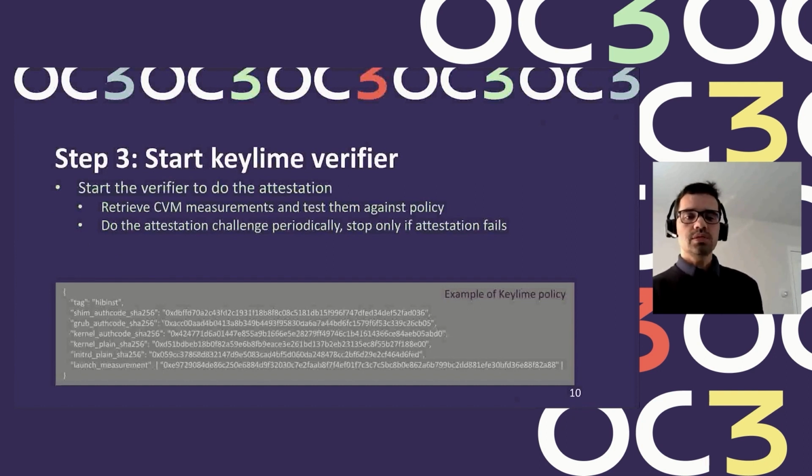In step 3, we start the Keylime verifier, and it will retrieve the confidential VM measurements and test those measurements against the policy. The policy represents the state we trust, the state of the guest that we trust. And if this test fails, it means that the guest is not in the state we expect. The verifier will then do this attestation challenge periodically, and it will stop only if the attestation challenge fails. Okay, let's go for the demo.